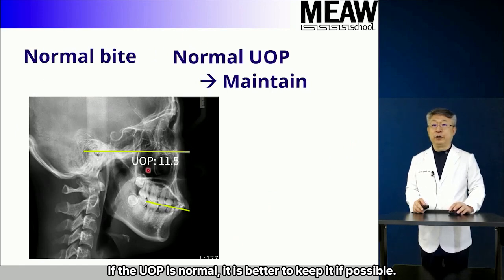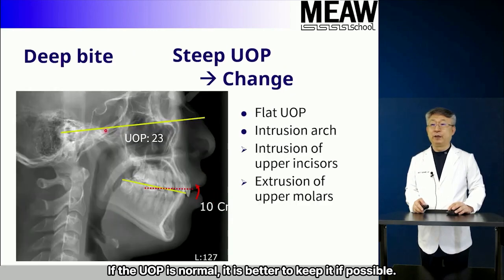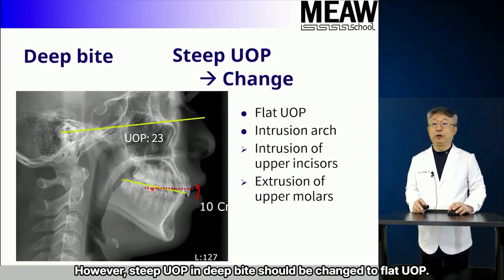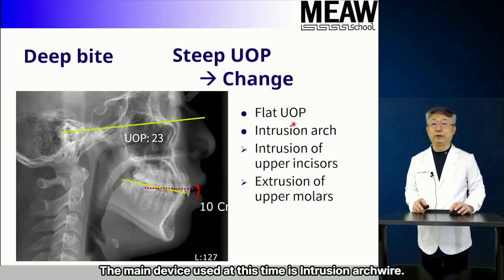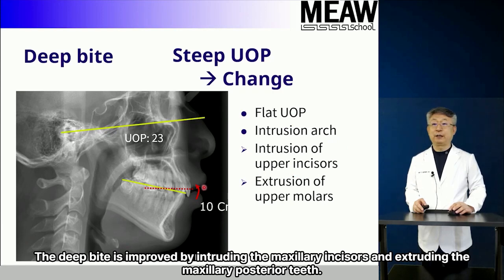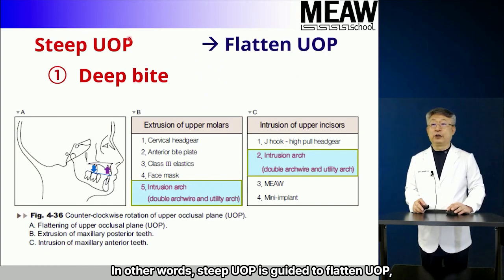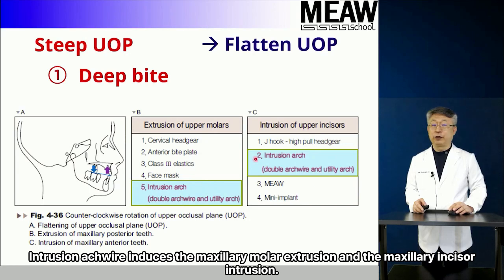If the UOP is normal, it is better to keep it if possible. However, steep UOP in deep bite should be changed to flat UOP. The main device used at this time is intrusion archwire. The deep bite is improved by intruding the maxillary incisors and extruding the maxillary posterior teeth. In other words, steep UOP is guided to flatten UOP. Intrusion archwire induces the maxillary molar extrusion and the maxillary incisor intrusion.